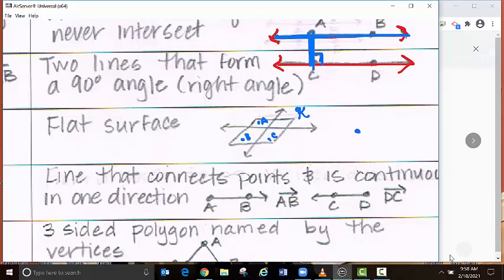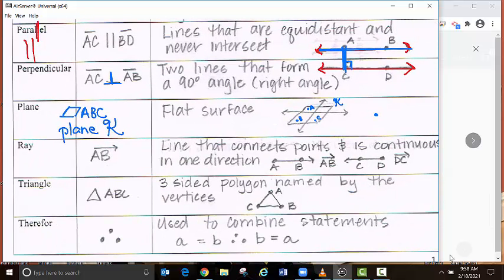All right, next we have a ray, and it's basically an arrow, okay? It has an end point on one side and goes on forever. Again, this is the name, and then this is actually the picture, ray AB. This one would be called DC. Notice the end point matches the end point in the name.